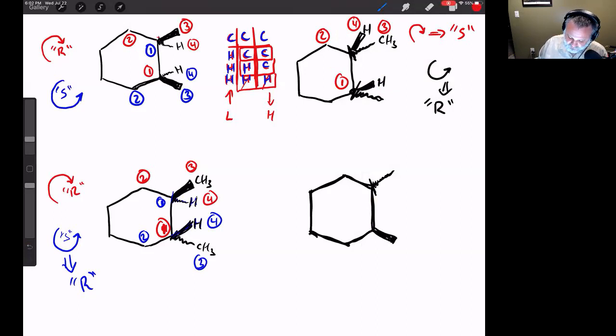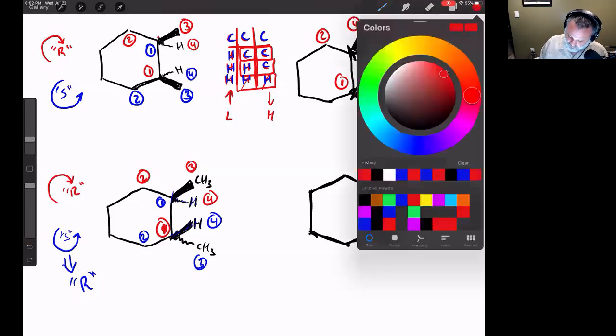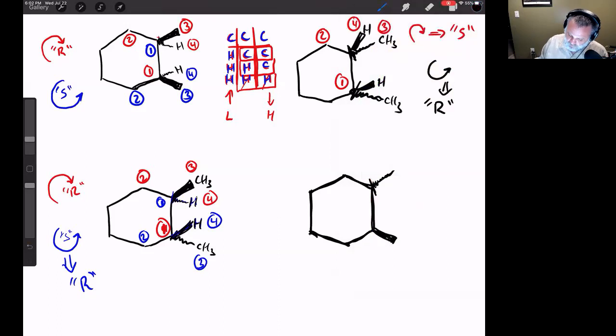All right, so let's take a look at this last one. Okay, and so this last one is going to be able to be easily repeated because I've already done the configurations of everything that appears in this molecule. So I've got on the bottom, I've got a hydrogen that points away and the CH3 points towards me. In the top, it's reversed. So in the top, it looks exactly like the molecule above it.